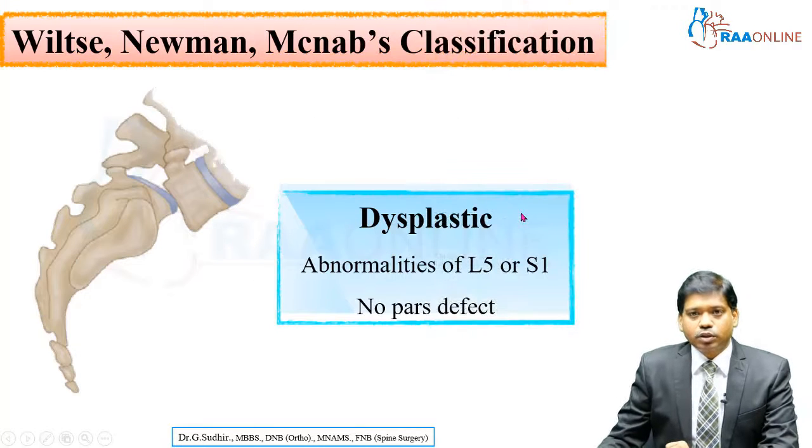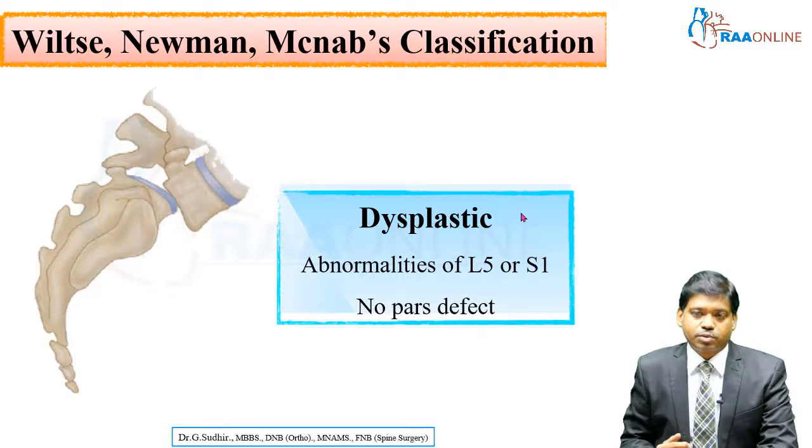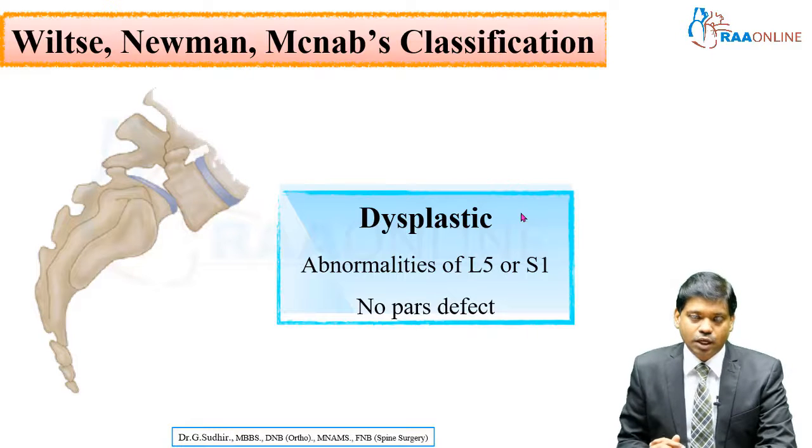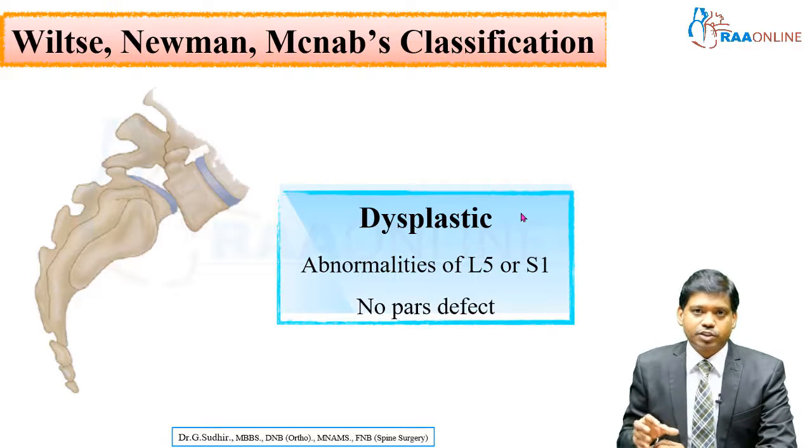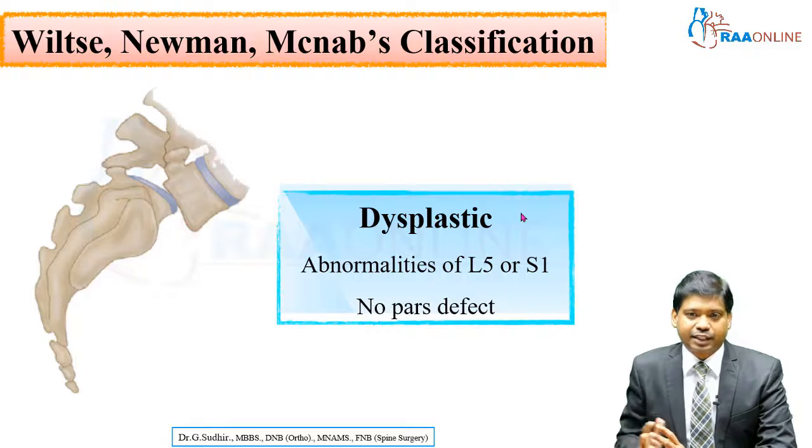So now coming to the various classification systems, as you all know, in orthopedics we are more towards classification systems to guide us in the treatment modalities. The commonly used classification system for spondylolisthesis is the Wiltse, Newman and Macnab classification. They have divided the spondylolisthesis pathology into 5 types. The first one is called the dysplastic type.